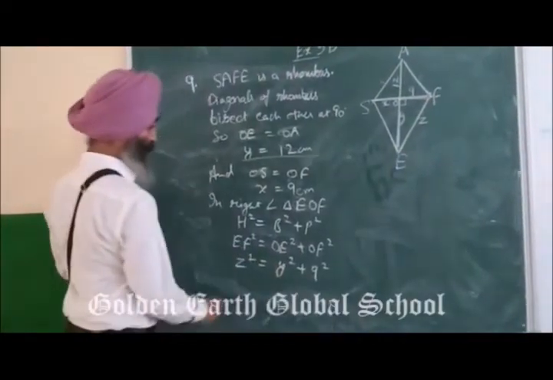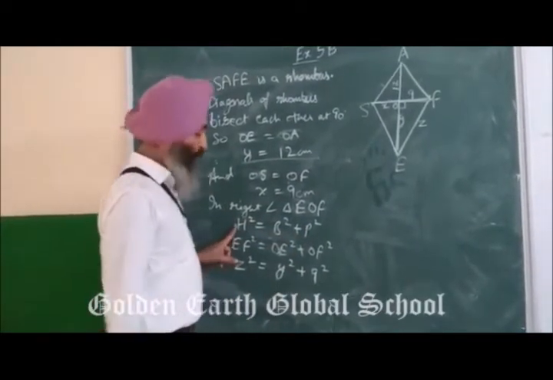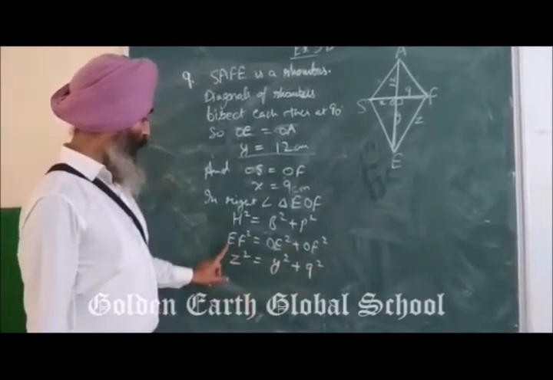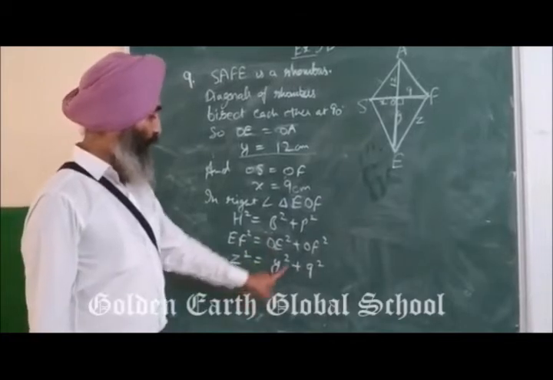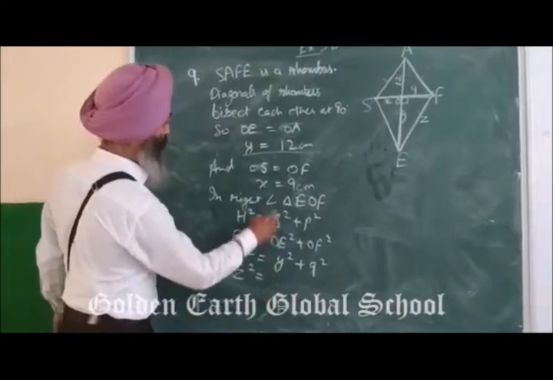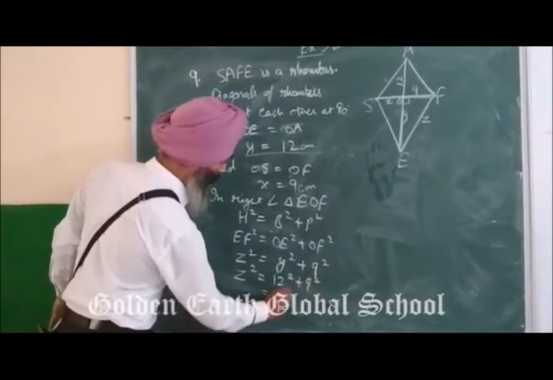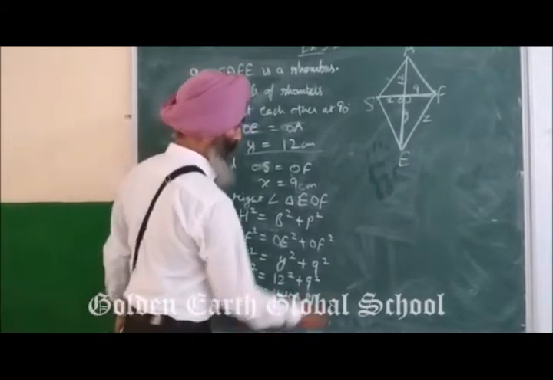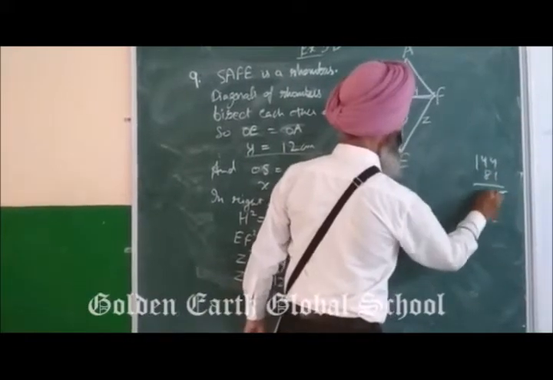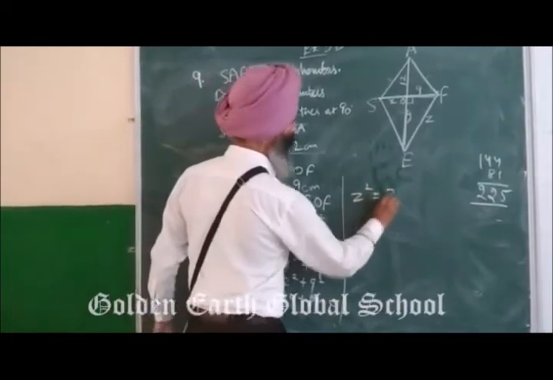EOF, and in this H square is equal to B square plus P square we already know. H is EF, this is OE and OF. So put the value EF is Z square, OE Y square and OF 9 square. Now we have given Y is 12. So 12 का square plus 9 का square. 12 square is 144 plus 81. Add कर दो 144 plus 81, you get 225. Now you can say that Z square is equal to 225.